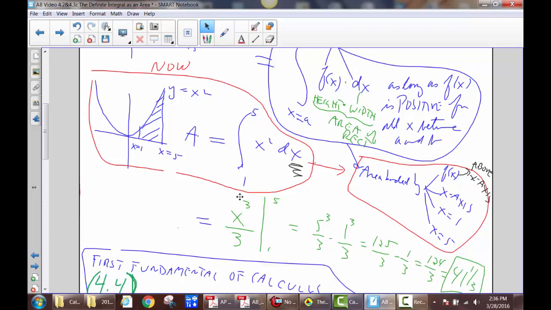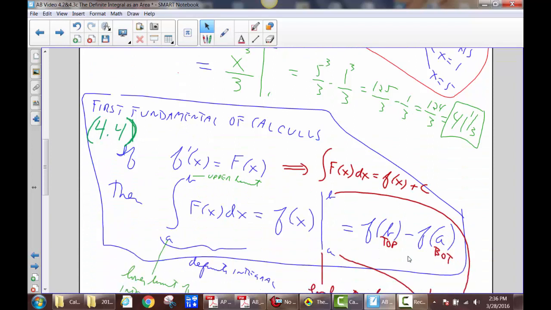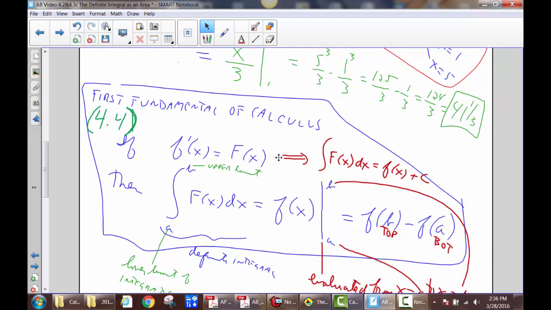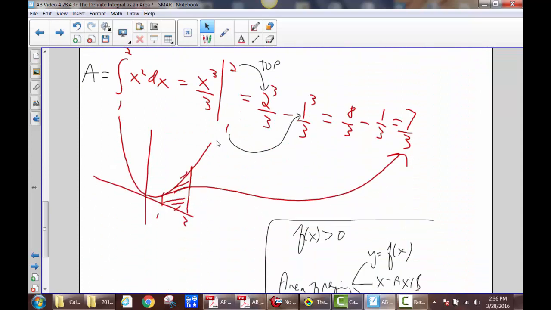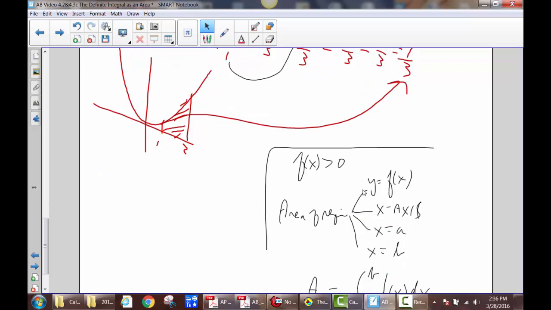Turns out the exact area of that region is 41 1/3. Okay, we've seen this before, the first fundamental theorem of calculus, and that's how to evaluate a definite integral. So here's another example from 1 to 2 of x squared dx, etc., etc.